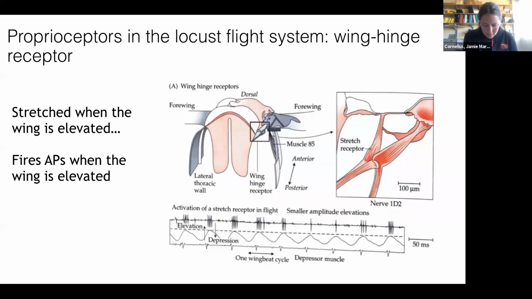I think there's also maybe a motor neuron here on the bottom trace that's the depressor muscle. So you can see that shortly after the wing is in its fully elevated position and that stretch receptor is firing off a bunch of action potentials to say the wing is in its full position, then the depressor muscle fires and the motor neuron fires and you get the wing moving back down.